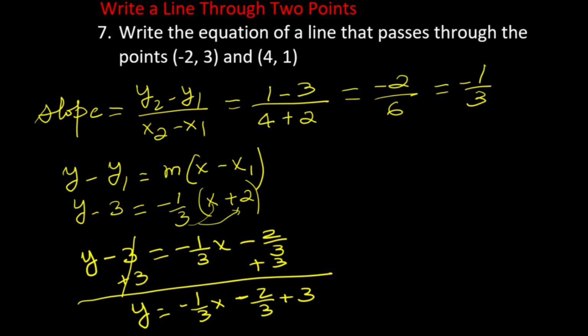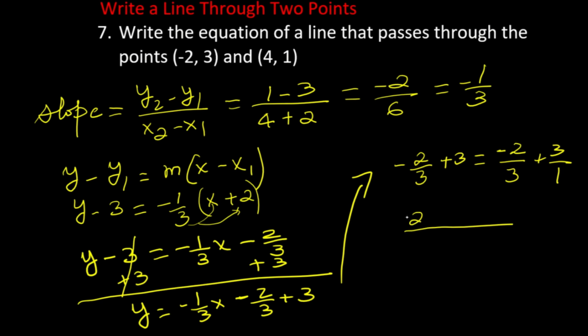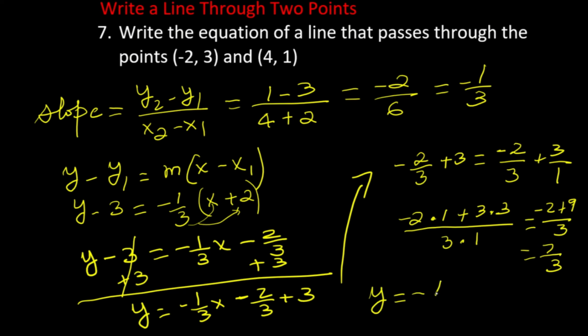Now let's solve the fraction, -2/3 plus 3 over 1. Using cross multiplication, we have -2 multiplied by 1 plus 3 multiplied by 3 over 3 multiplied by 1. That gives us -2 plus 9 over 3, which is 7/3. So the final equation is y equals -1/3 x plus 7/3.